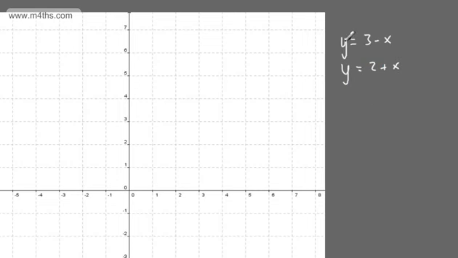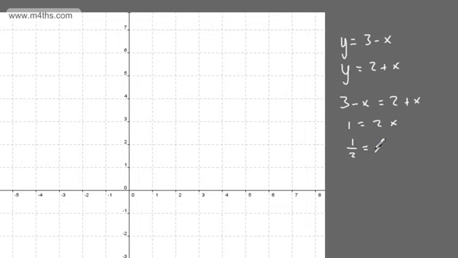So if we think about this algebraically, if y is equal to 3 minus x and y is equal to 2 plus x, then 3 minus x must be equal to 2 plus x. So adding an x to both sides and subtracting the 2, 1 is going to be equal to 2x. And then from here we simply divide through by the 2, and we end up with 1/2 is equal to x.